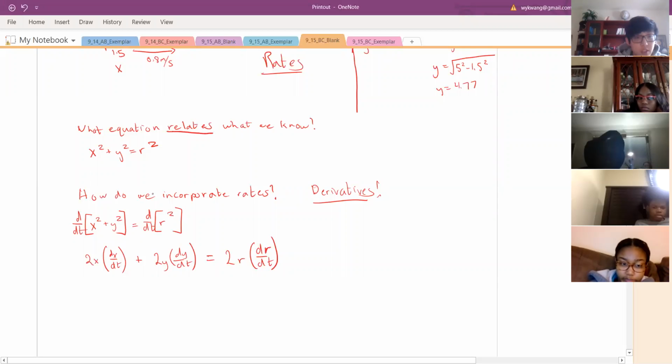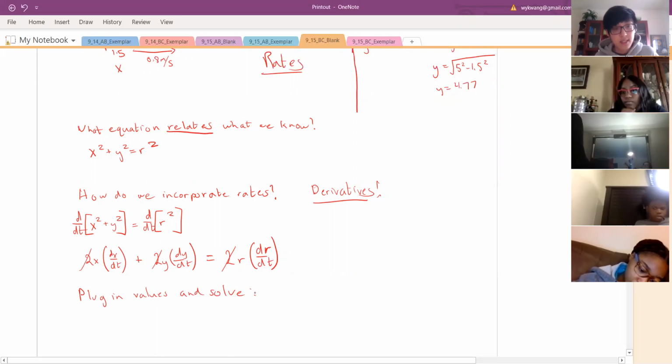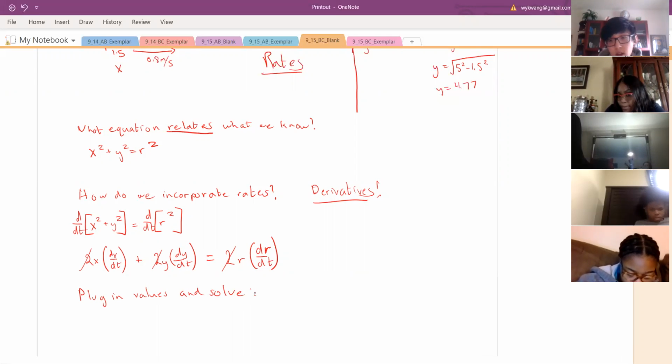Just before we move on to the next step, notice we can cancel out 2 in every single component. So our final step is just to plug in values and solve. I'm going to give everyone 10, 15 seconds just to catch up on anything they have to write.